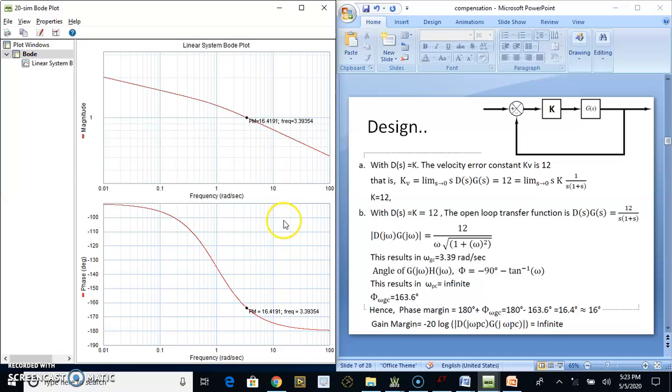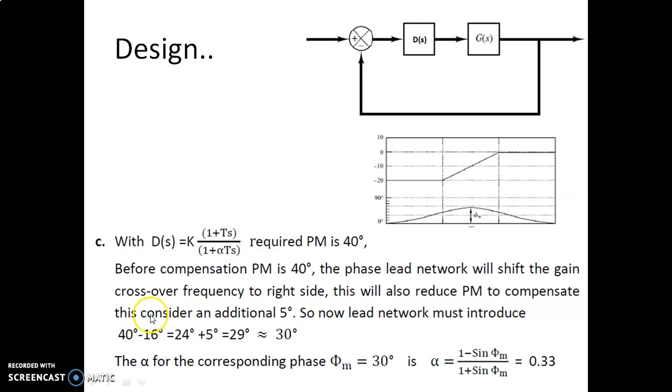So let us move on to part C of this design. Part C involves introducing this DFS, which is a phase lead network, and we should get a phase margin of 40 degrees after compensation. We know that the existing phase margin is hardly 16 degrees, so we are supposed to add another 24 degrees from this DFS.